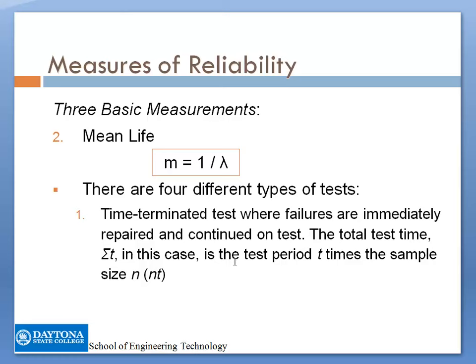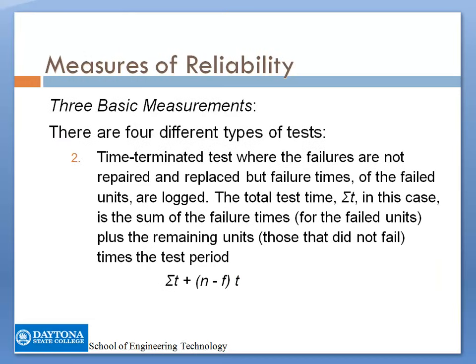In this case, the test period is T times the sample size N. So it's N times T. This is the first way you do it. The second one is also a time terminated test, but here the failures are not repaired and replaced, but failure times of the failed units are logged. So the way that you calculate the total test time here is the sum of the failure times for the failed units plus the remaining units, those that did not fail, times the test period. This is the way that you calculate that.